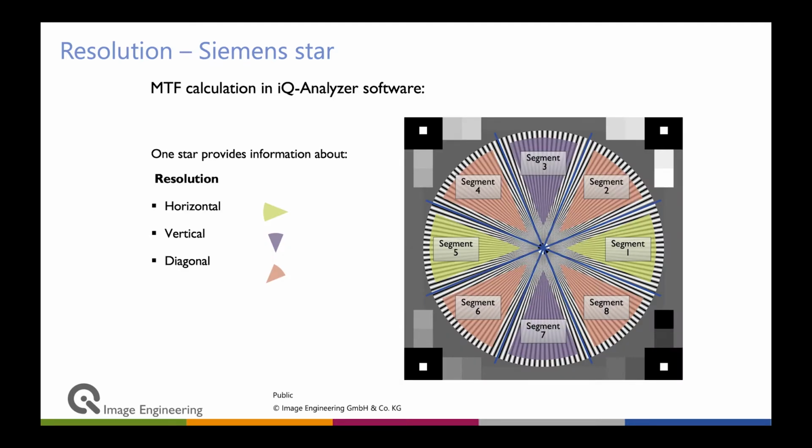The nice thing about the Siemens star is that we can actually measure in all orientations. So you see here we have horizontal, so 8 segments. Segments 1 and 5, 3 and 7 can measure horizontal and vertical, but we also have 2, 4, 6 and 8, so that measures in the diagonal. So a lot of properties of lenses are depending on the orientation. And with the Siemens star, we measure all of them at once.